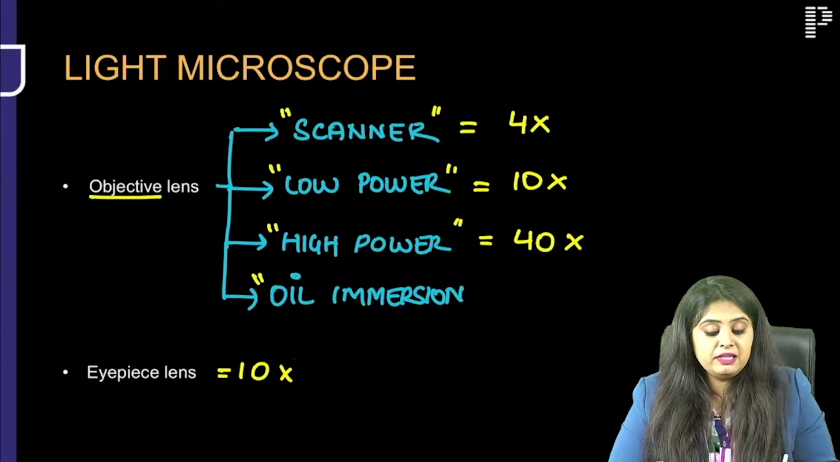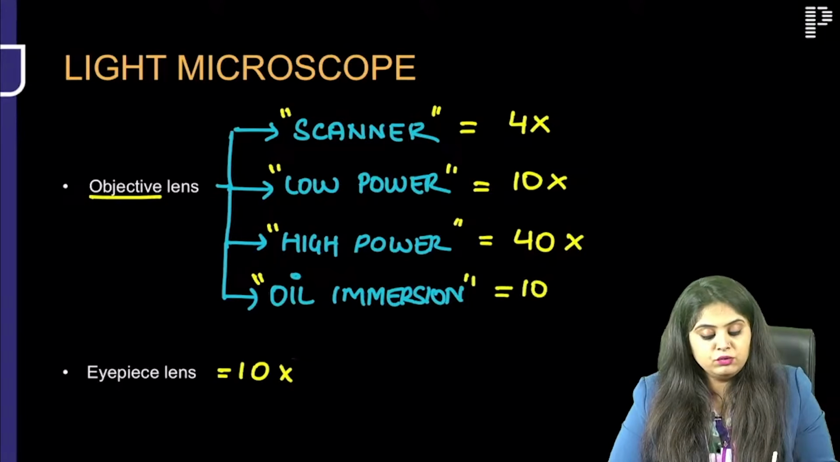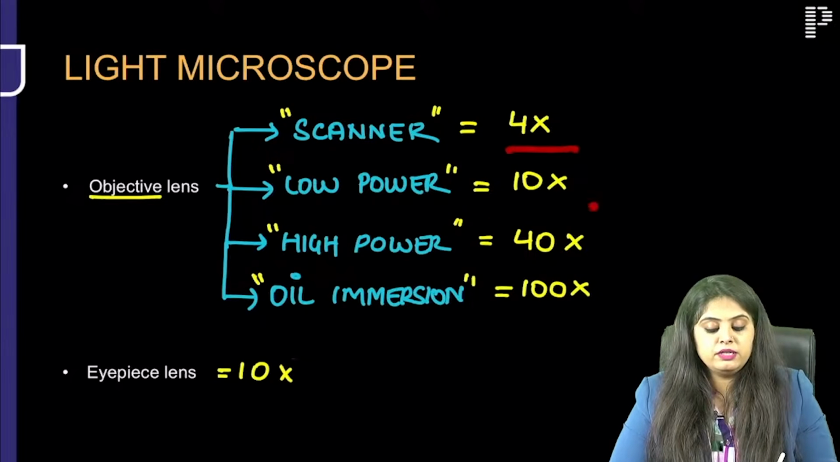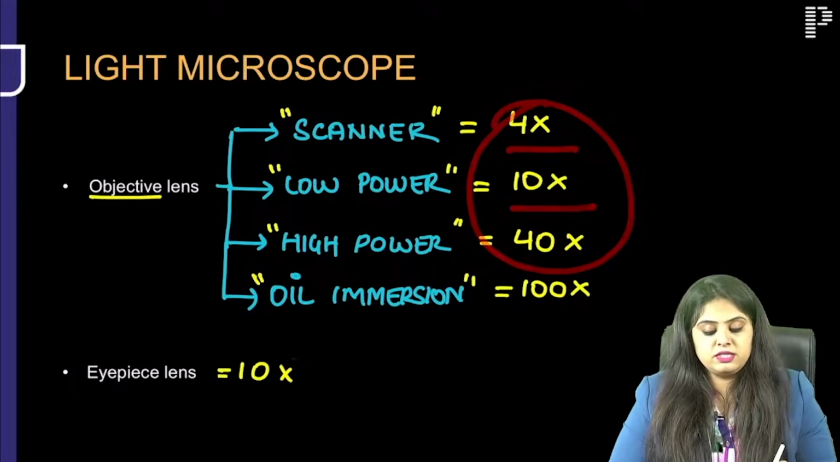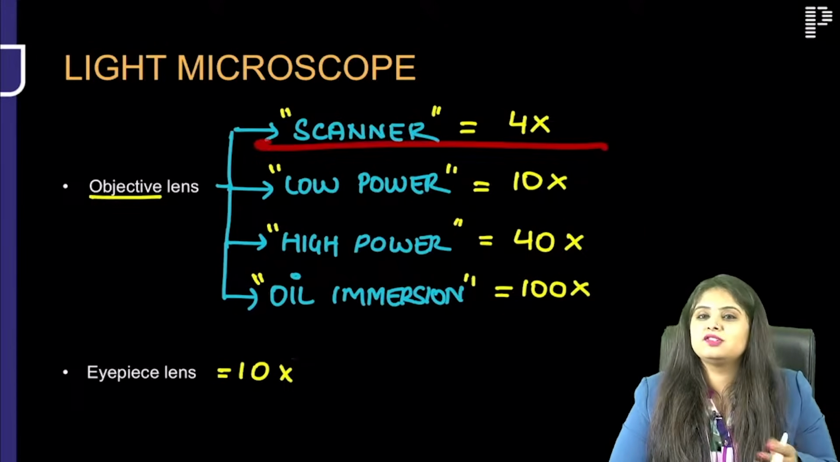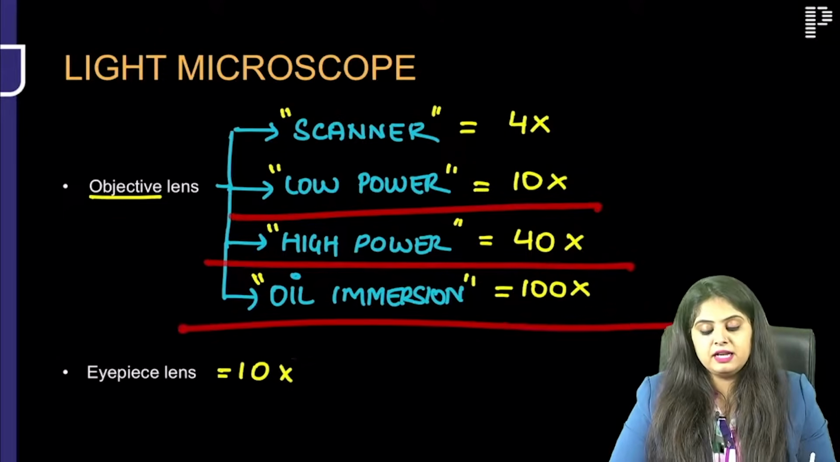And then the biggest lens that you have, the oil immersion lens, that can zoom in 100 times, that is 100x. So repeating, 4, 10, 40 and 100. 4x is just like a scanner. 10x is okay, going up, low power, then 40x high power, and finally 100x oil immersion.